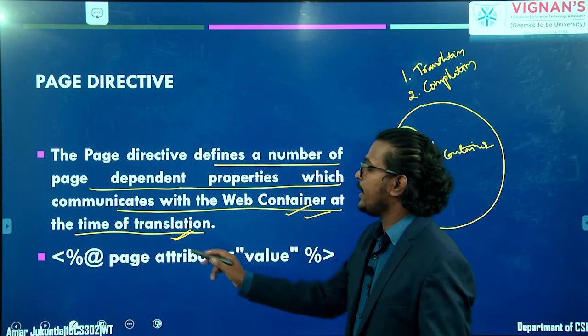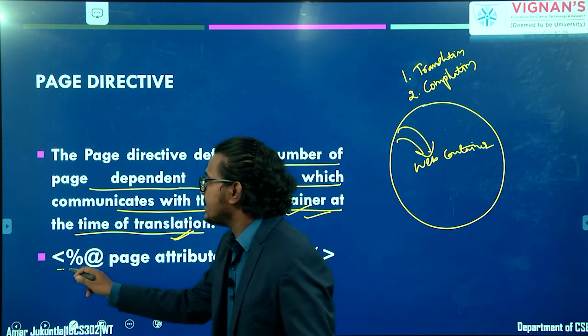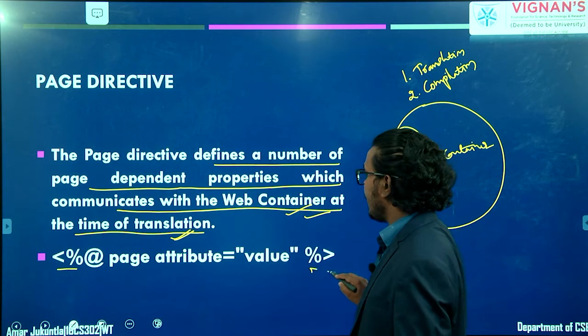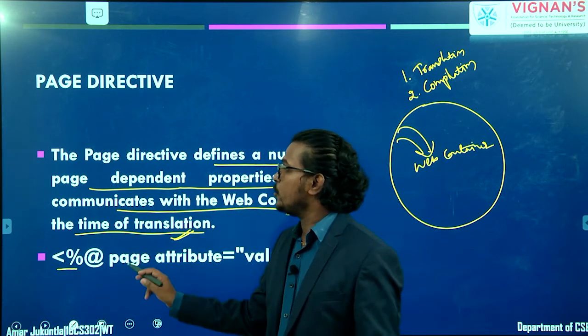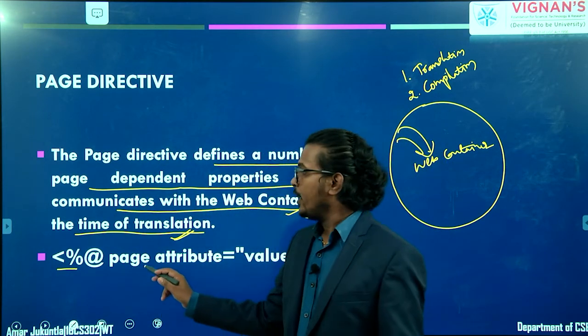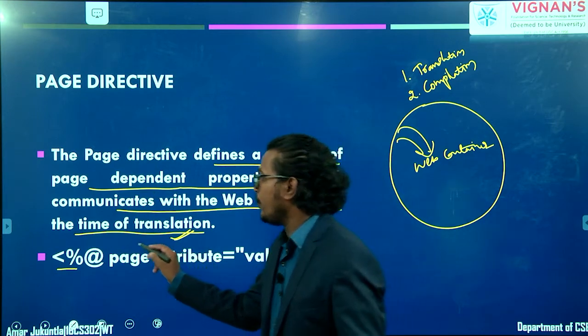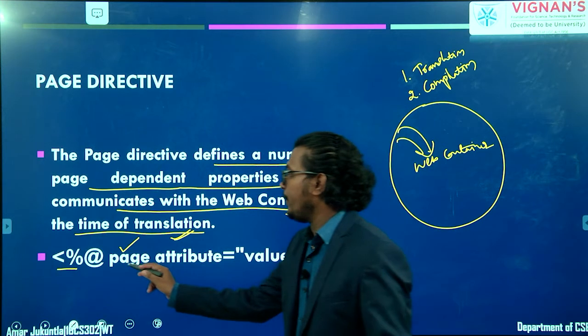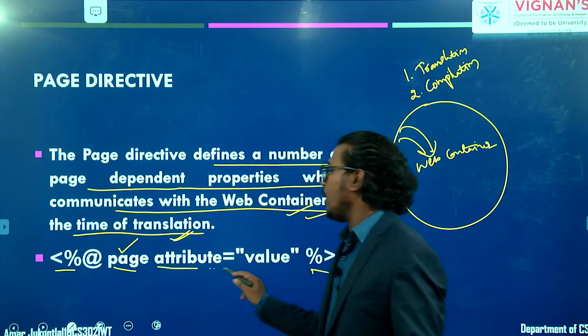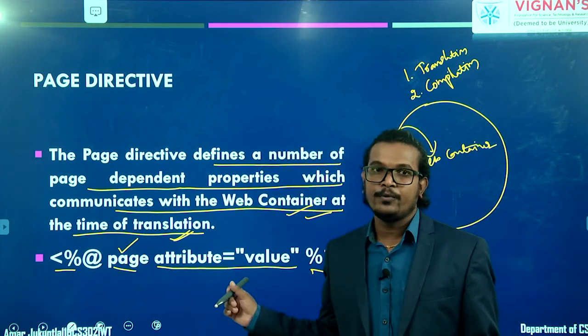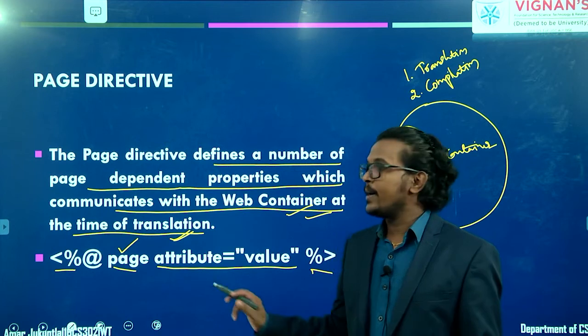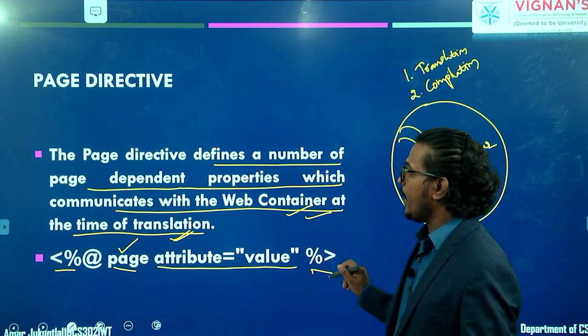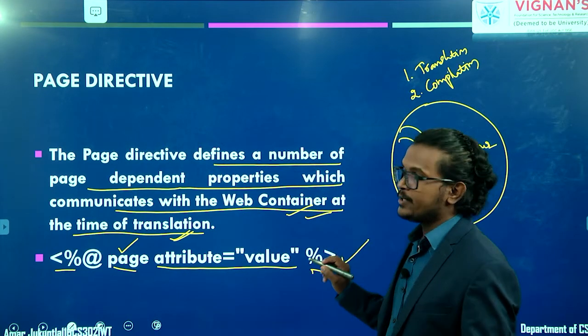The syntax for the page directive is you have the scriptlet open tag and close tag. After that, if you want to use the directive, you have to mention the directive name. After that you have to pass the attribute and attribute value. This is the syntax for the page directive.